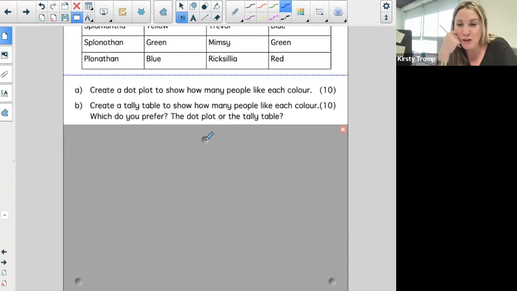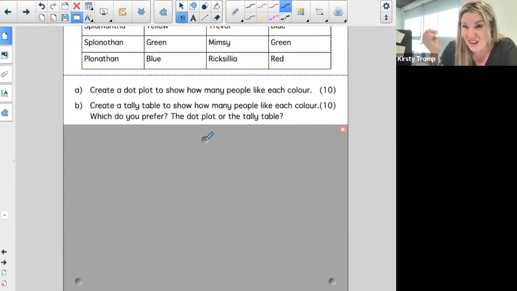Now it says, which do you prefer? Tell us in the chat. Talk to Mr. Hugo and I. Do you prefer the dot plot with the colors, or do you prefer the tally table? Okay, so tell us why. Give us some information in the chat.